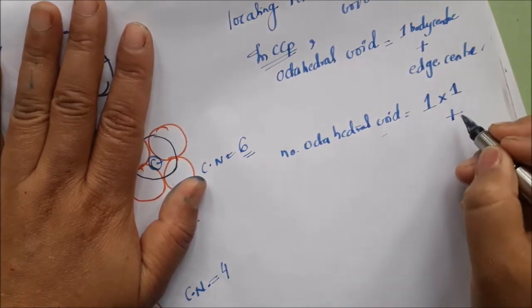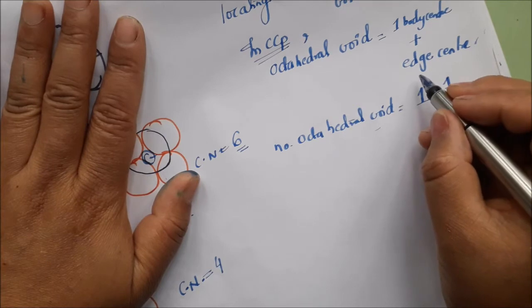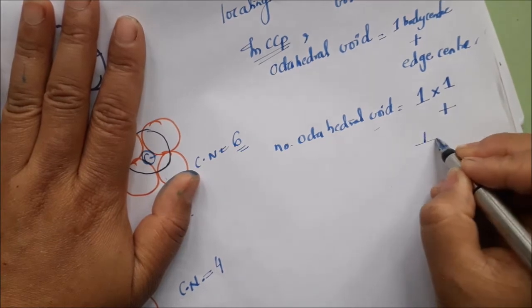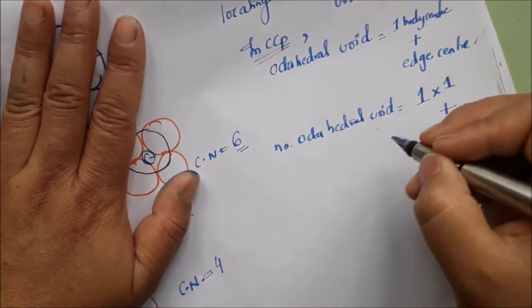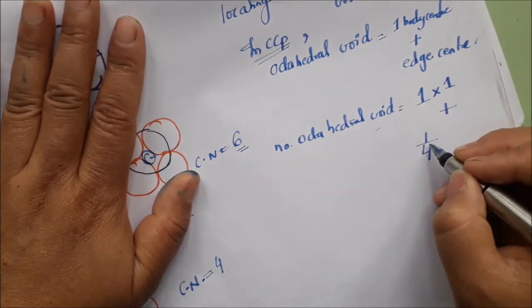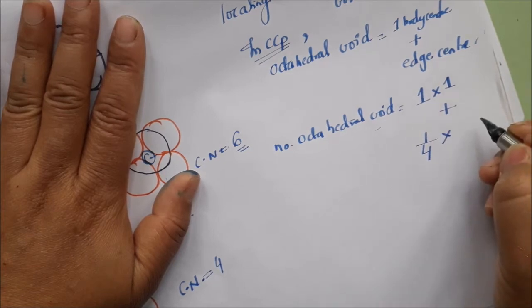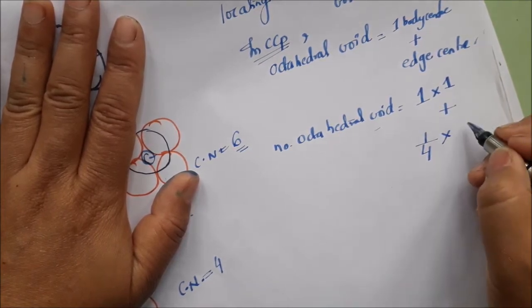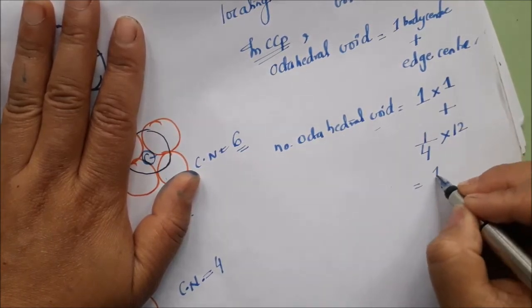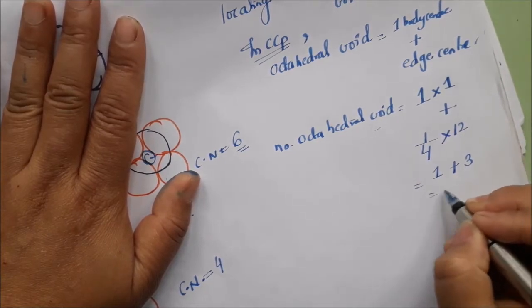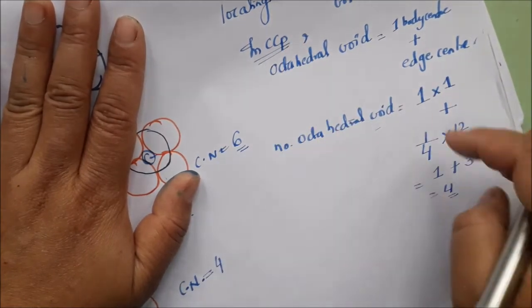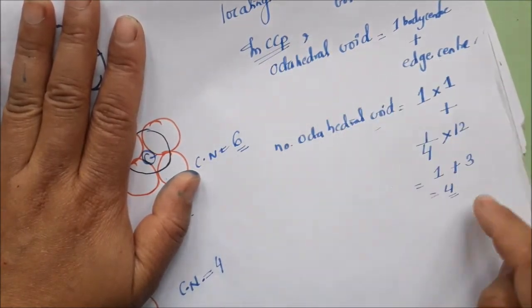Plus now the edge centers. I've already told you that when the atoms are lying at an edge, it is shared by 4 unit cells, so each unit cell gets only 1/4 portion. So the contribution of this void towards each unit cell will be 1/4, and the total number of edges present in a cubic structure is 12. So what is the total number of octahedral voids then? 1 into 1, 1 plus 3. So the total number of octahedral voids in one unit cell of the cubic close packed pattern is equal to 4.